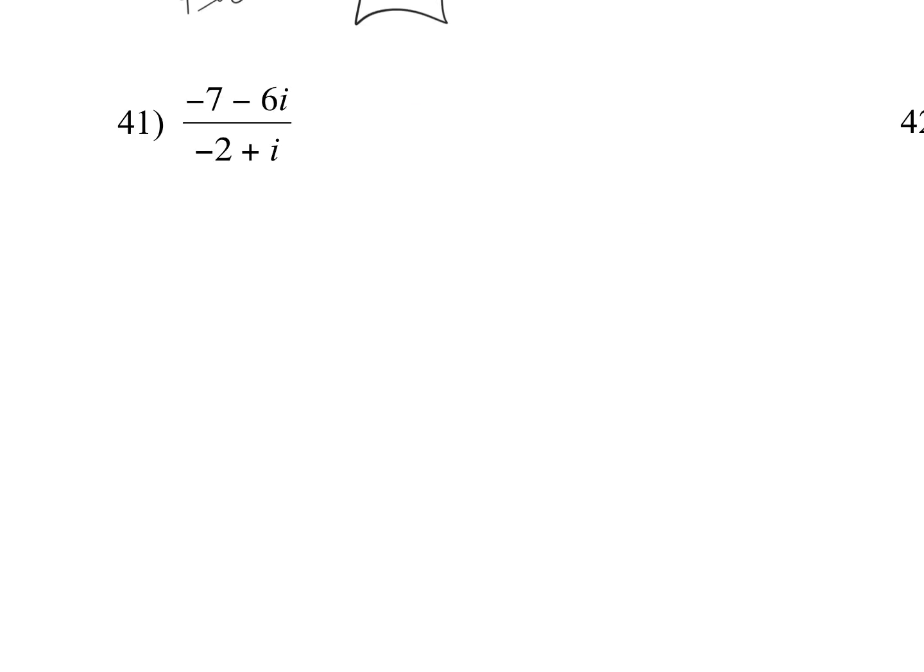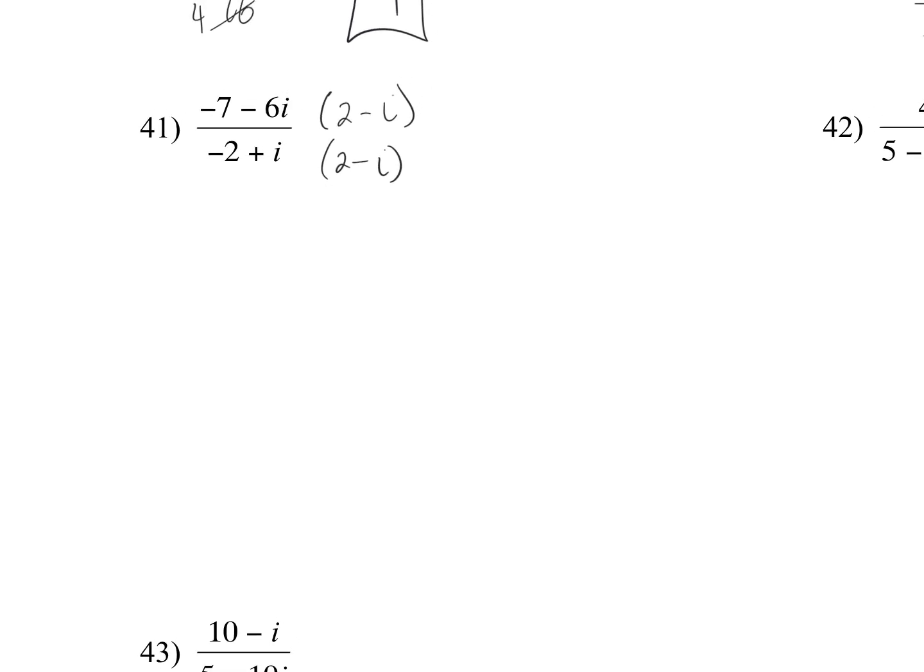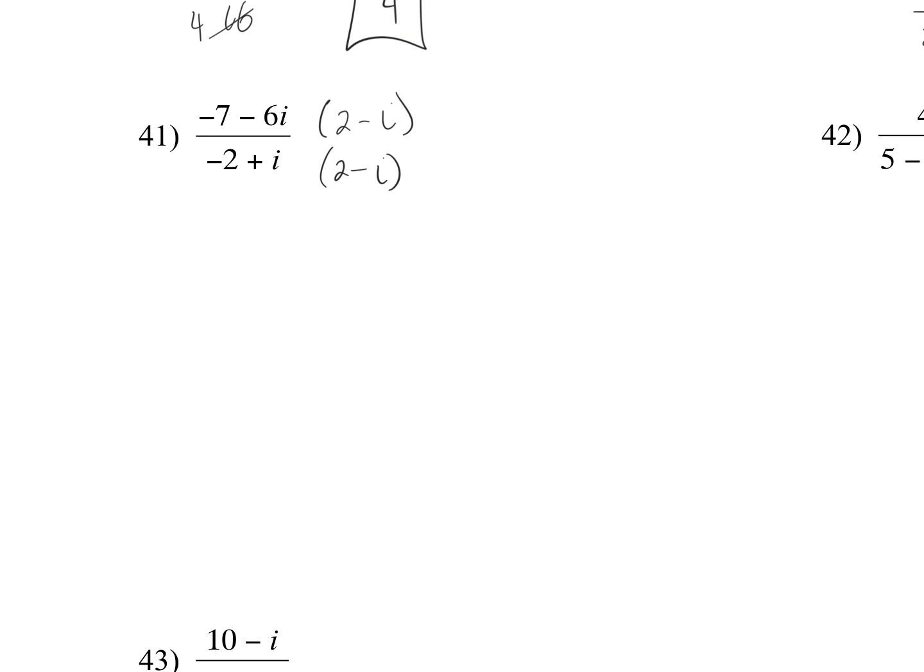So again, the denominator is already in standard form, so it's going to be 2 minus i. 2 minus i. So I'm going to FOIL both the top and the bottom. So it's going to become negative 14 plus 7i minus 12i plus 6i squared. And the bottom is going to be negative 4 plus 2i.